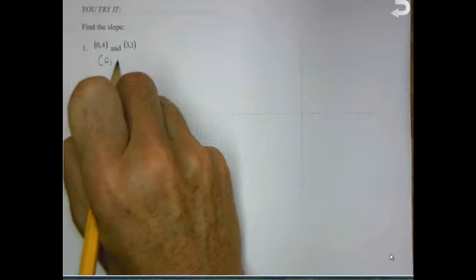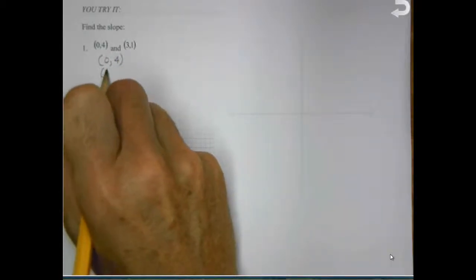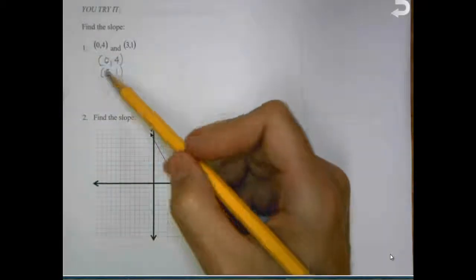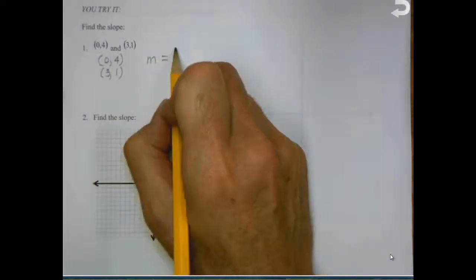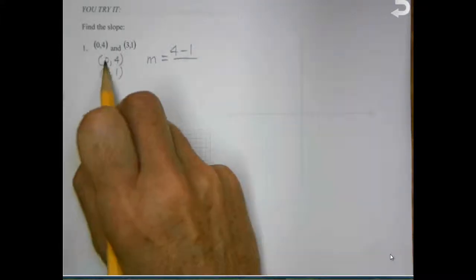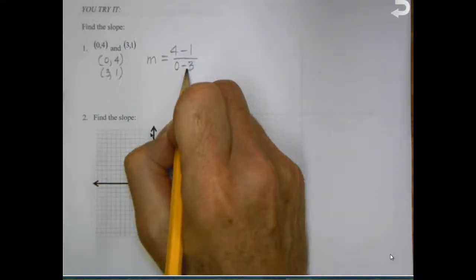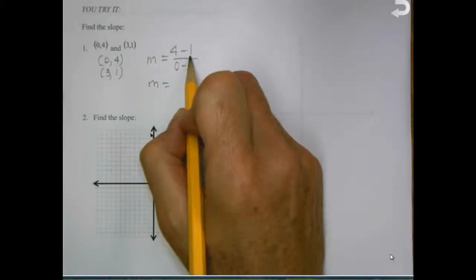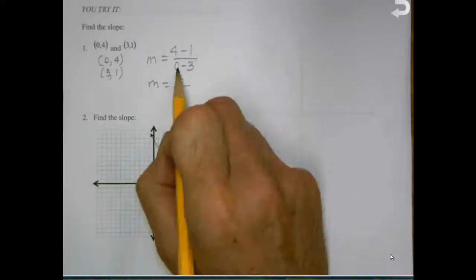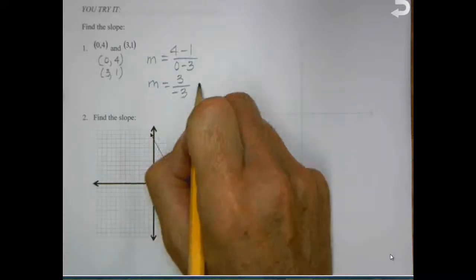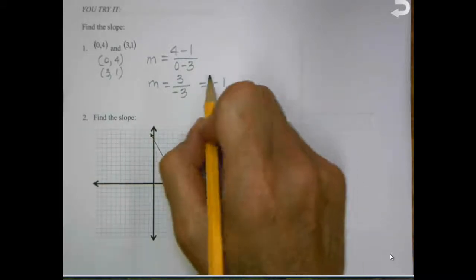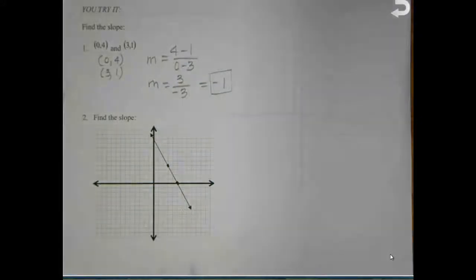Okay, for number 1, I'm going to actually use my visual method just to give you one more look at it. I'll line them up top to bottom, and then I'm going to say m equals 4 minus 1, so in the y direction first, and then the x direction second, 0 minus 3. So then m equals 4 minus 1 is 3, 0 minus 3 is negative 3, and 3 divided by negative 3 is a negative 1.